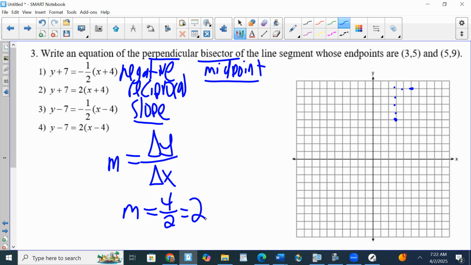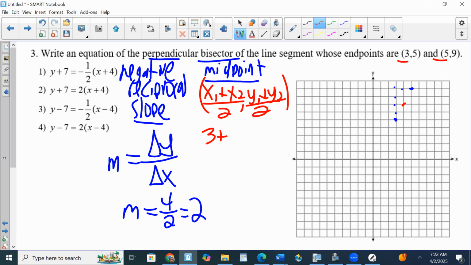Midpoint, you can eyeball it. I think that'll be better for most of you. It's right there. Or you can do x1 plus x2 over 2, comma y1 plus y2 over 2. I don't really care how you do it as long as you get it. For some of you, eyeballing it will work, and for some of you, you might prefer to use the midpoint formula. I'm adding the x's and dividing by 2. I'm adding the y's and dividing by 2. I get 4, comma 7.